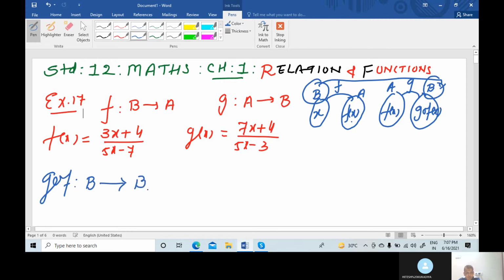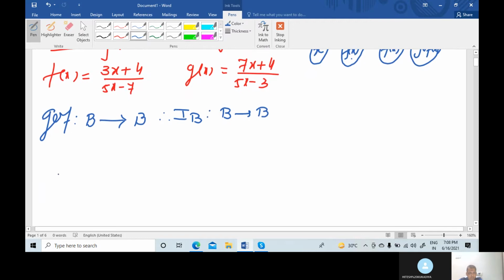Now look here, domain and codomain are the same. Is that clear? It is also called the identity function. Here we prove B to B, because here the domain and codomain are both B. Okay, clear? Now we calculate here. Now every x belongs to B, the domain of GOF.